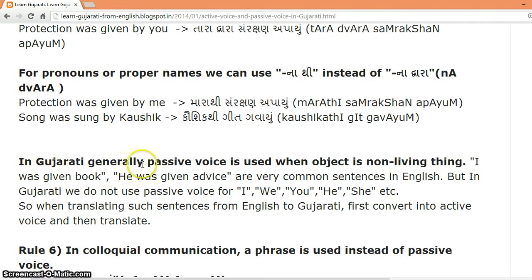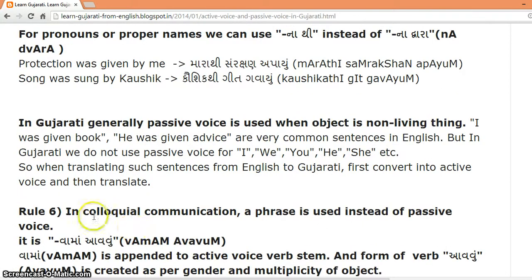In Gujarati, generally passive voice is used when object is non-living. For example, I was given book, he was given advice are very common sentences in English. But in Gujarati, we do not use passive voice for I, we, you, he, she, etc. So when translating such sentences from English to Gujarati, first convert into active voice and then translate.